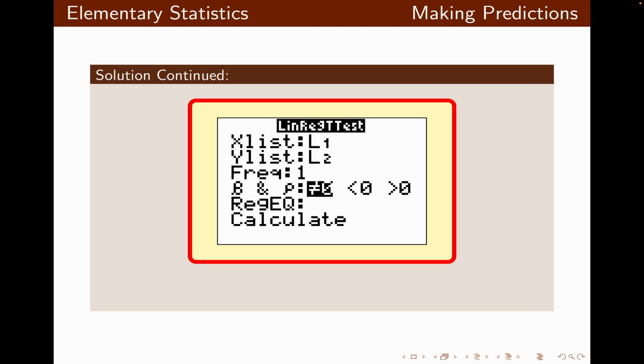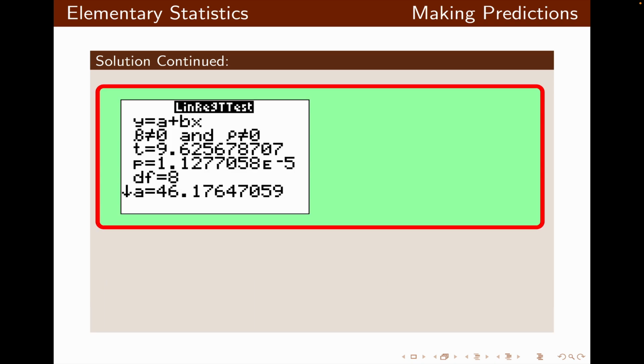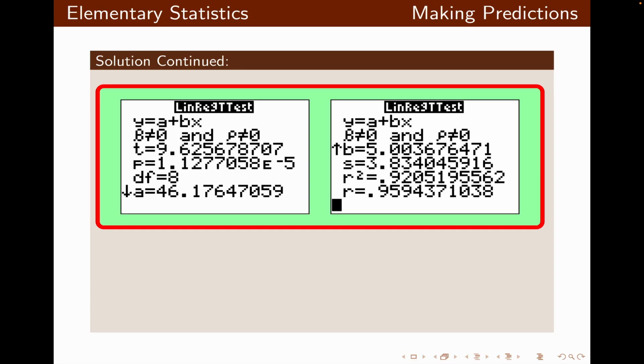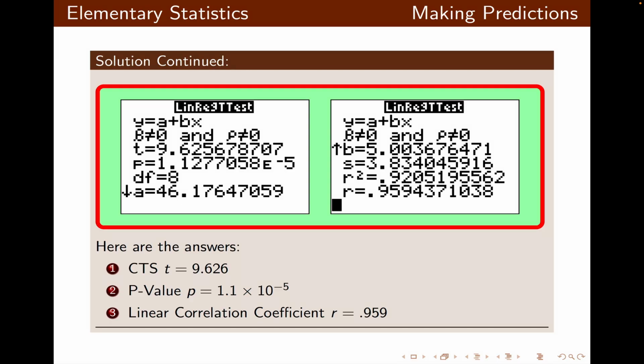As displayed here. Now we're going to press calculate. So we have the test statistic, we have the p-value, and more information. So the test statistic t is 9.626, p-value of 1.1 times 10 to the negative 5, and linear correlation coefficient r is 0.959.